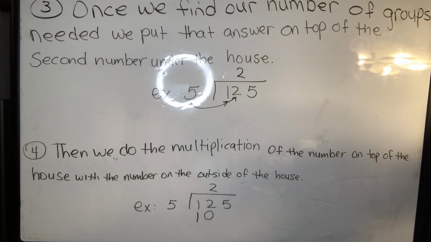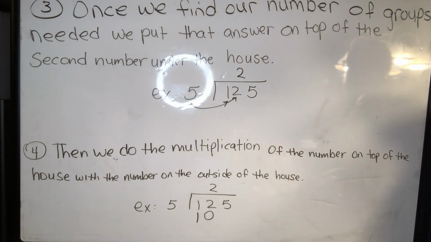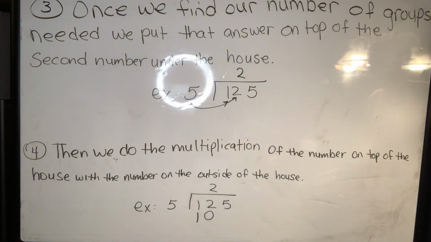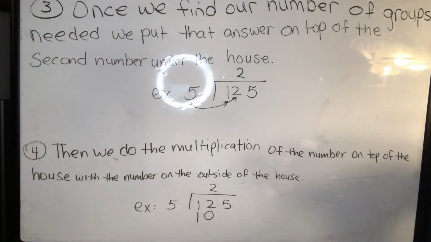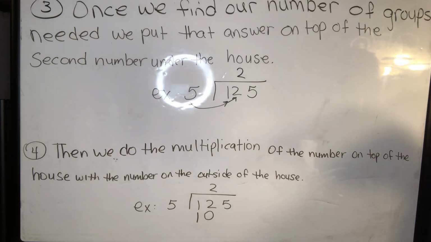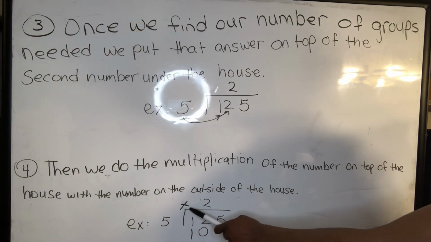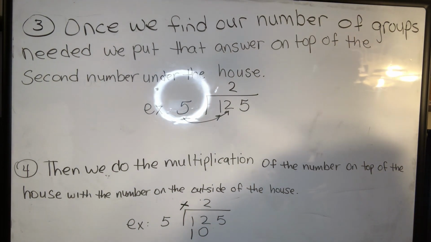Once we find our number of groups needed, we put that answer on top of the second number under the house. Example, we have our 5 dividing 125, and we put that 2 right over top of the 2, which is inside the house. Then we do the multiplication of the number on top of the house with the number on the outside of the house. Example, we have our 2 up on top, we have our 5 on the side, and we're doing our multiplication. 5 times 2. That's how we get our 10.